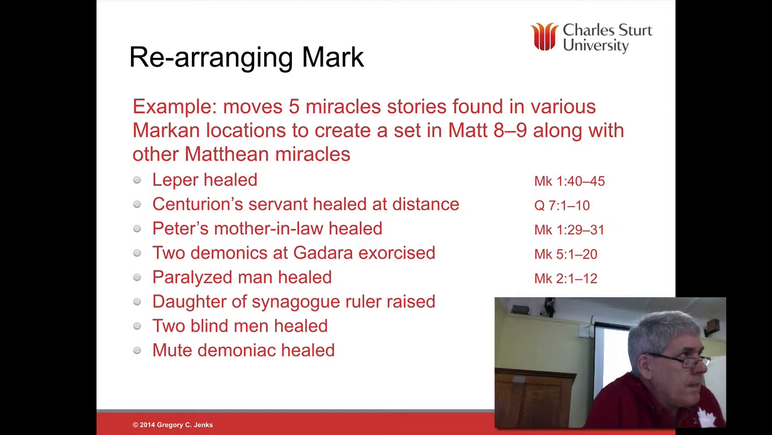Q is a lost document, isn't it? How do you know that it's chapter 7?